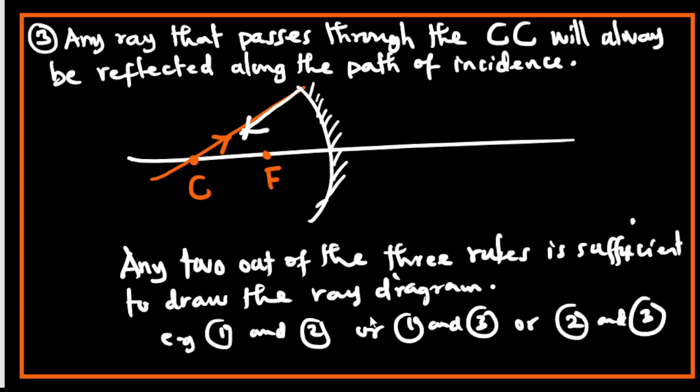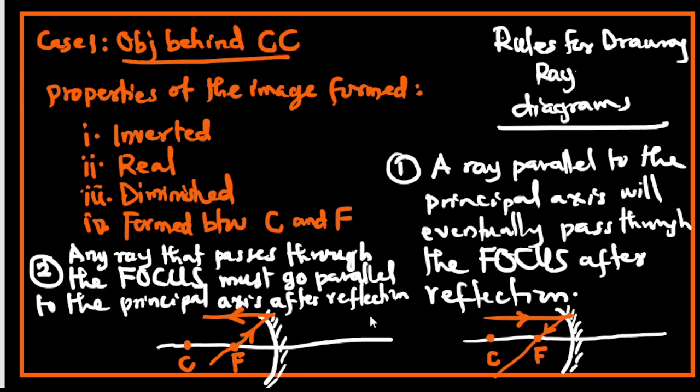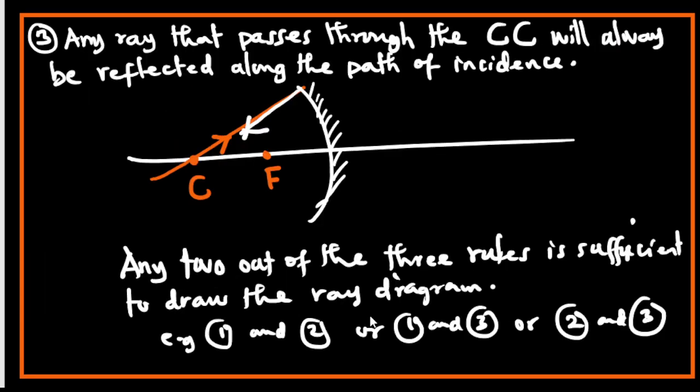Please note this. I'm going to use this to draw just one ray diagram. For instance, the one that resulted in me writing the properties of the image formed when an object is placed behind the center of curvature. So I'm going to do that now.